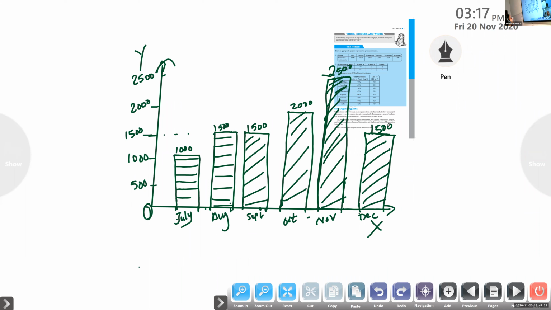And at the right side corner, you should write the scale. Y-axis, 1 unit is equal to what? Y-axis, 1 unit equal to... Navneet? Yes, 1 unit equal to 500 watches. 500 watches.